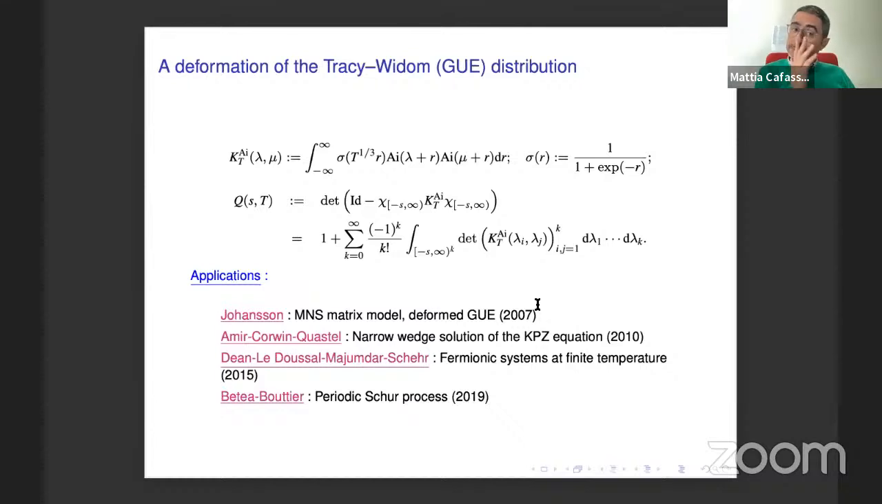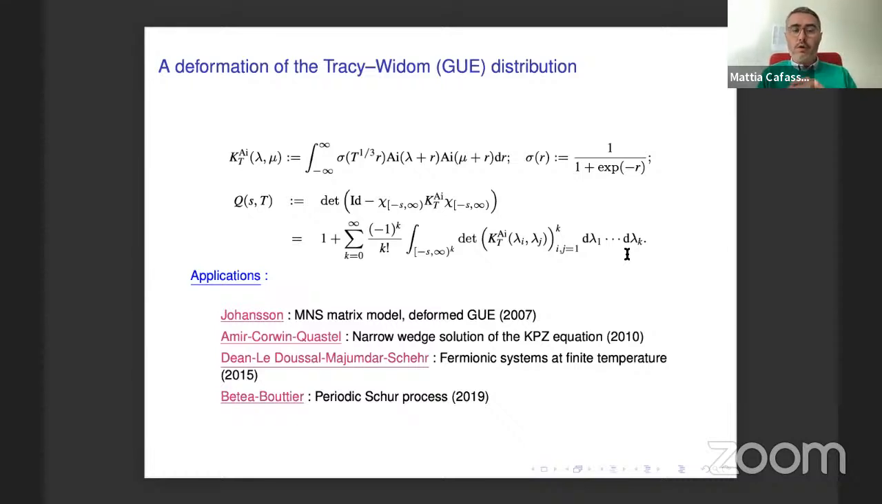So the idea, as we said before, is that we want to study a deformation of the Airy kernel. I recall that usually when you define the classical Airy kernel, you take an integral from 0 to infinity of a couple of Airy functions. Here, instead of taking the integral from 0 to infinity, we take the integral on the whole real line, and we weight it with this function that I call sigma, this Fermi factor.